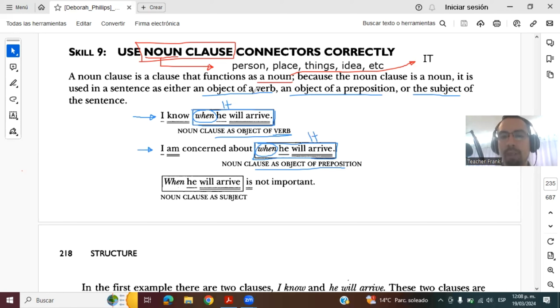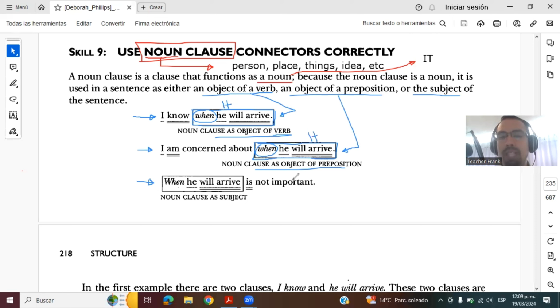So here we have an object of a verb example, and here we have an object of a preposition example. Remember that it's object because it's after the verb, right? Or after the preposition in this case with example number 2. Now let's look at how it can be a subject. And remember, this means multiple words, right? Can be summarized into it.